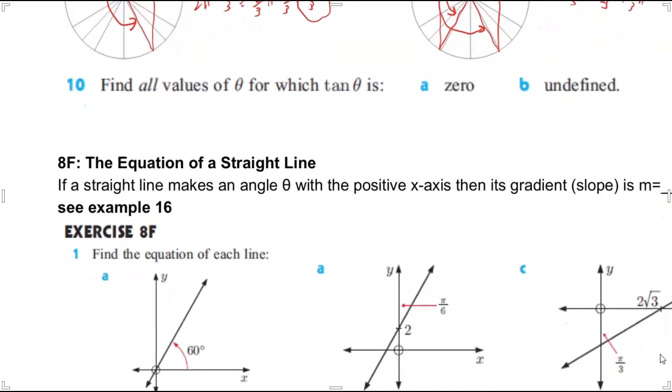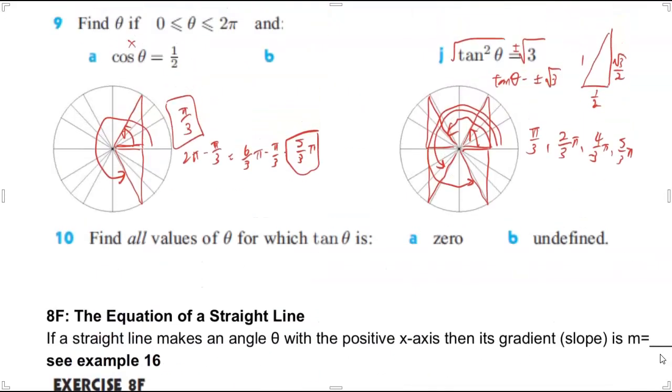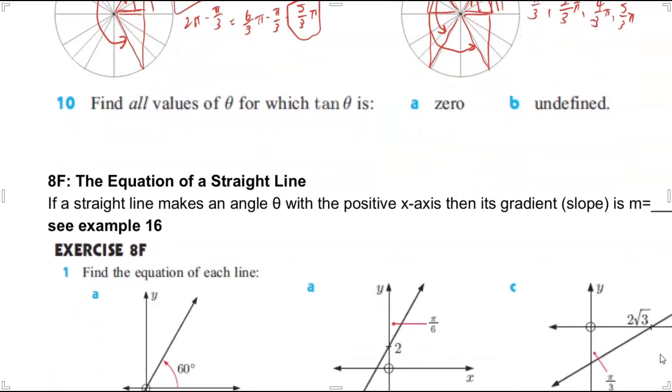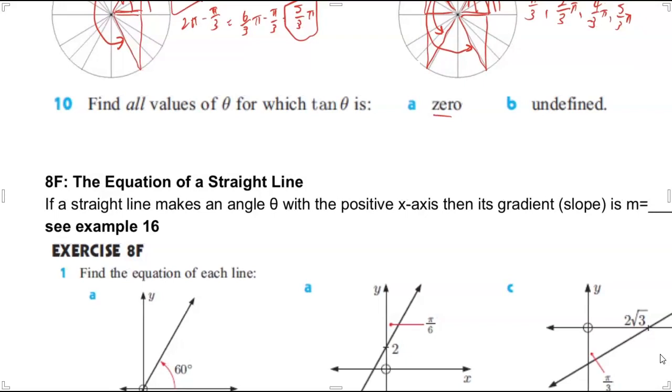Number 10, find all the values of theta for which tangent of theta is 0. Oh, are we still talking about 0 to 2 pi? No, they want all. So that would be from negative infinity to infinity. All right, so one of the possible answers, what angle has a tangent of 0? It would be a 0 degree triangle or a 180 degree triangle. So that would be 0 degrees or 180 degrees.